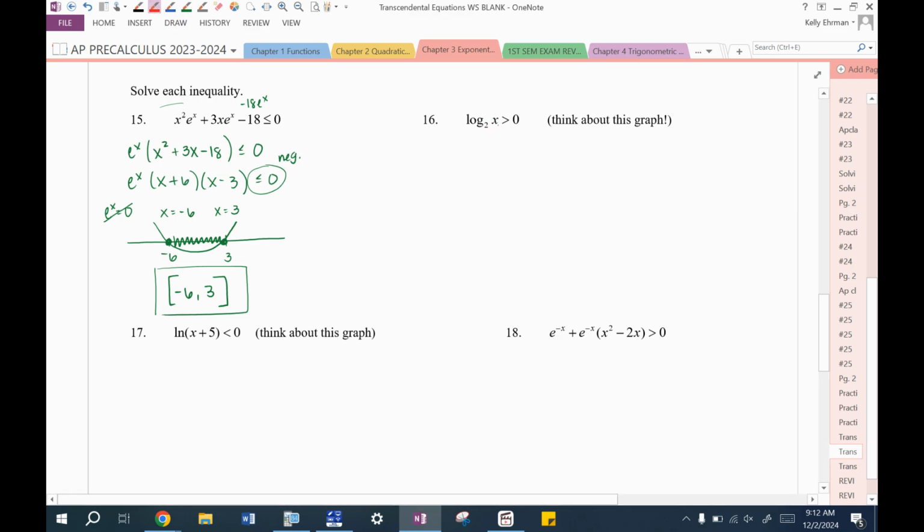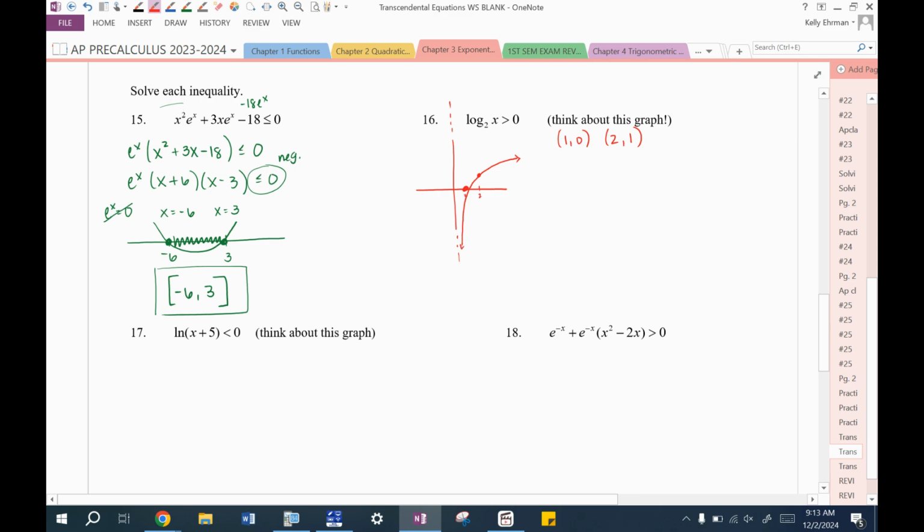Now, what about log base 2 of x greater than 0? So sketch this graph. Remember, these graphs are pretty easy to sketch. You've got the point 1, 0 and 2, 1 for this graph. And log graphs, you should have a basic shape in your head. There's a vertical asymptote at 0. Then I plot these points 1, 0 and 2, 1. And it's got this general sketch, right?